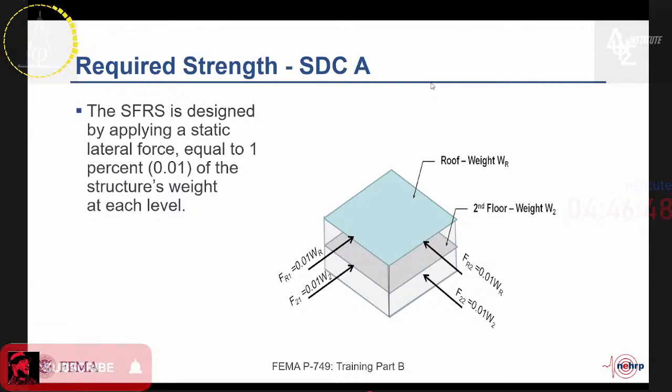These 1% of the weight types of forces are not actually expected to be earthquake forces. Rather, they are a nominal load that is used to verify that the system has a complete lateral force resisting system, able to experience some level of wind force, seismic force, or for that matter, even the forces associated with a truck or an airplane flying into the structure.